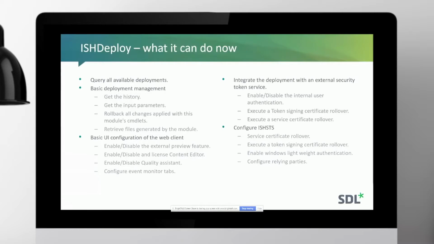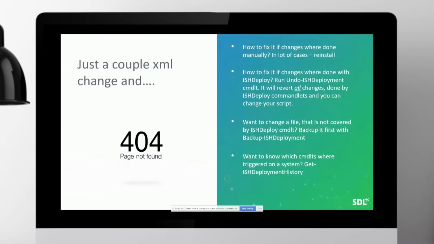So, back a slide, a little bit. For example, you've edited just a couple of XMLs and something went wrong and you get page not found. So in theory, how will you fix it when you've made changes manually? If there were a lot of changes and you don't know which change exactly caused this issue, in most cases it's easier to reinstall if you try something.